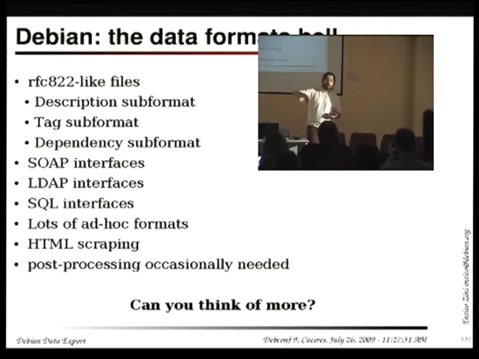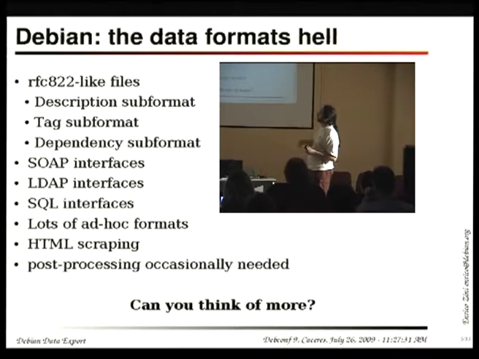And then besides the data itself, there are formats. So we got RFC 822-like files used for several things, which has a subformat for package descriptions, which, you know, an empty line starts with a dot, and to make a bullet list, it's kind of wiki-like. Tags have a subformat as well in the packages file. Dependencies, they also have a subformat. You got SOAP interfaces, LDAP interfaces, SQL interfaces, plenty of ad hoc formats. There's HTML scraping going on. I think Zack made an HTML scraping interface to the BTS or something, or to something else.